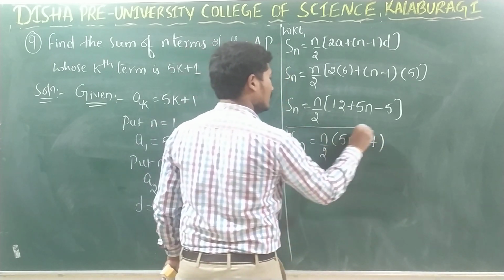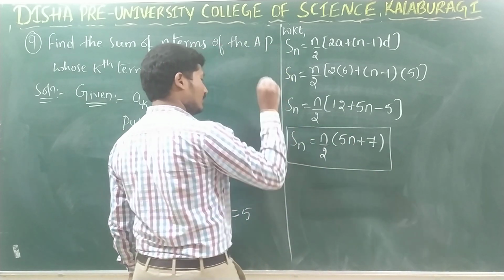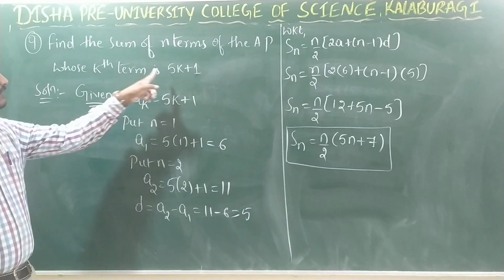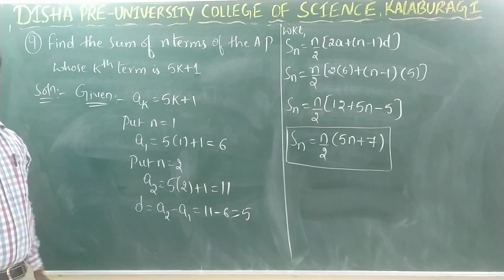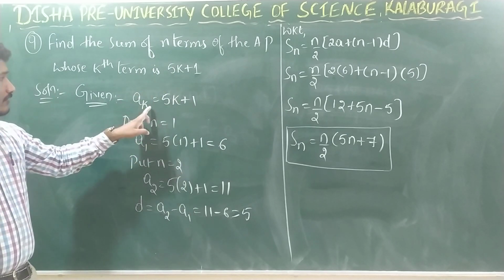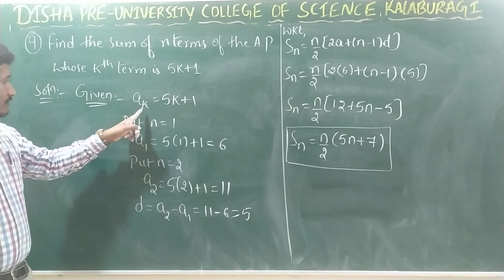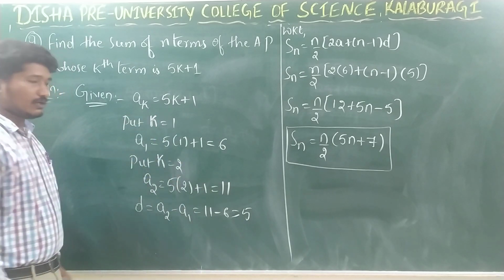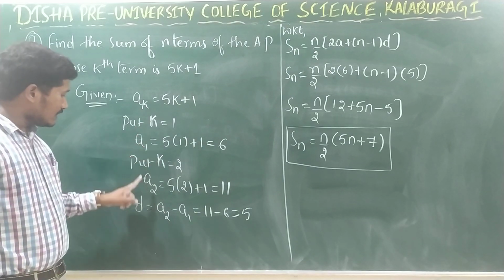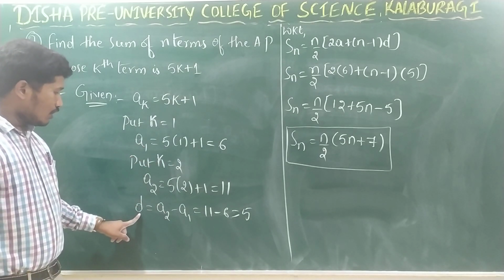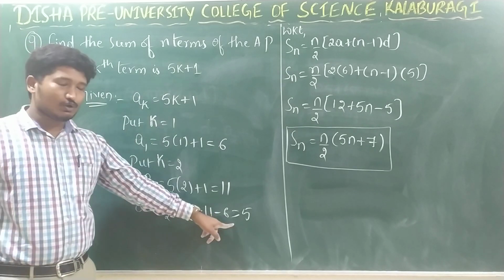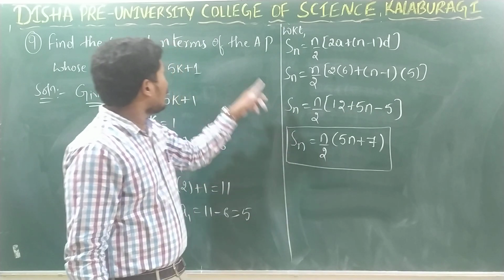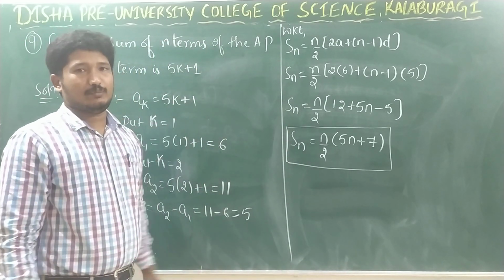So this is the sum of n terms of the given arithmetic progression, where its kth term is 5k plus 1. What we have done? We have written the given. We have substituted k is equal to 1 and k is equal to 2 here, so we have obtained the first and second term. The common difference is a2 minus a1 equal to 5, and we have substituted in this formula. We have got the sum of n terms of the AP.